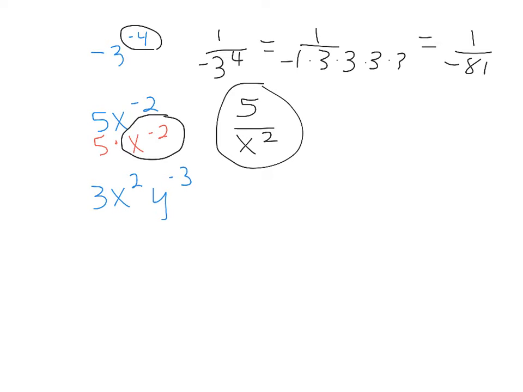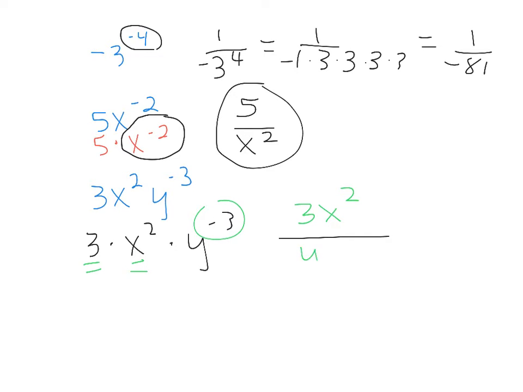Let's take a look at the next one. 3x squared, y to the negative third power. It's the same thing as saying 3 times x squared times y to the negative third. I like to draw my big fraction bar, and then I'm going to just go through each term. Is this 3 affected by a negative? No. Keep it up there. Is this x squared being affected by a negative exponent? Nope. Keep it up here. Is this y to the negative third being affected by a negative? Yes. Bring it down, and it becomes a positive.